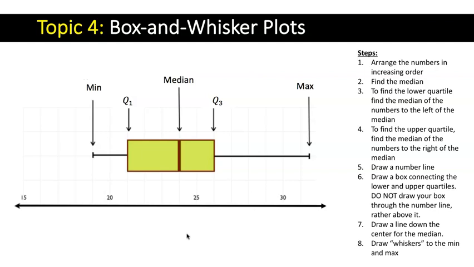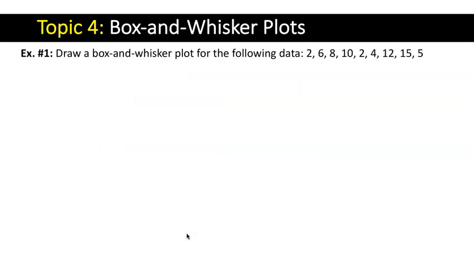You're going to draw your box on a number line. Notice it's not going to sit directly on the number line, and do not draw your box and whisker plot through the number line. It has to sit somehow above the number line, okay? And then your box itself is going to connect from Q1 to Q3. The median is a bar that goes down the middle, and your whiskers go out towards your minimum value and your maximum value.